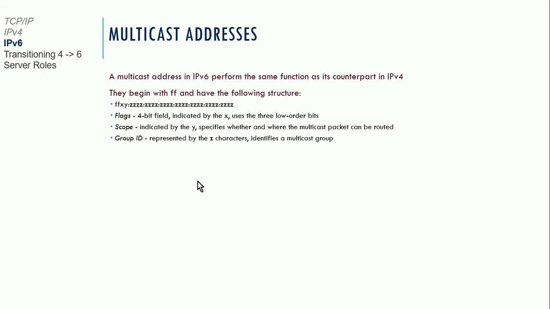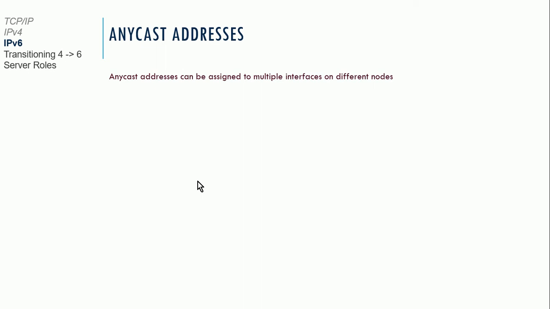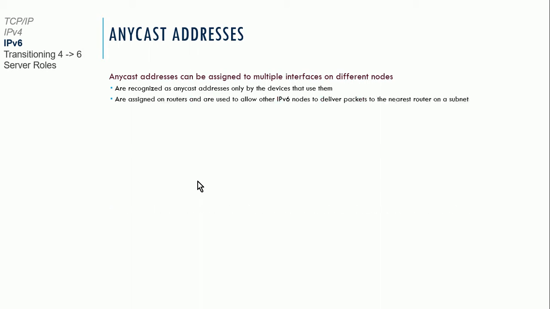So you can be pretty sure that if you see an IPv6 address that begins with FF, that is a multicast address. An Anycast address can be assigned to multiple interfaces on different nodes. They're recognized as Anycast addresses by the devices that use them. So they are assigned on routers and are used to allow IPv6 nodes to deliver packets to the nearest router on a subnet. In other words, multiple devices can listen on a certain IPv6 address.